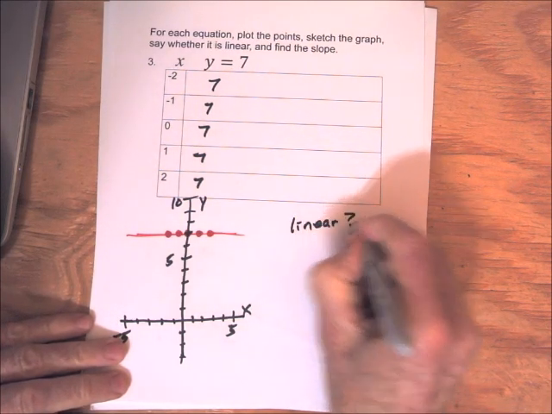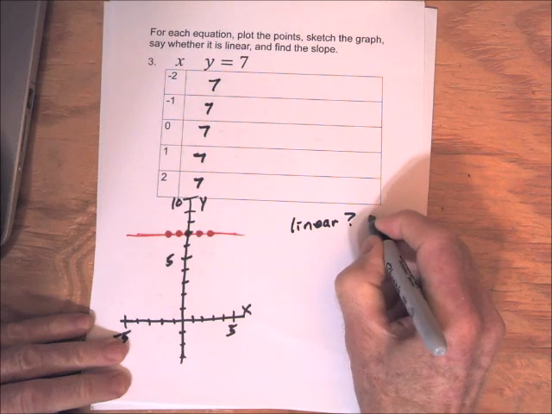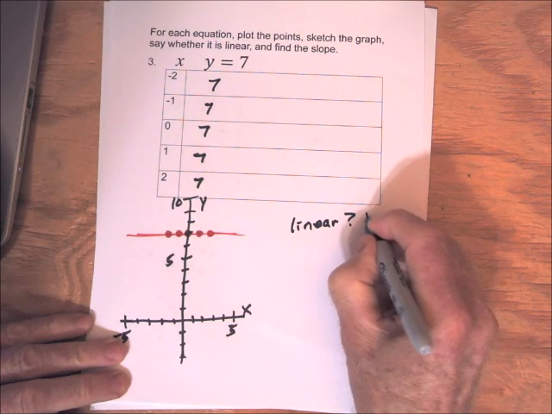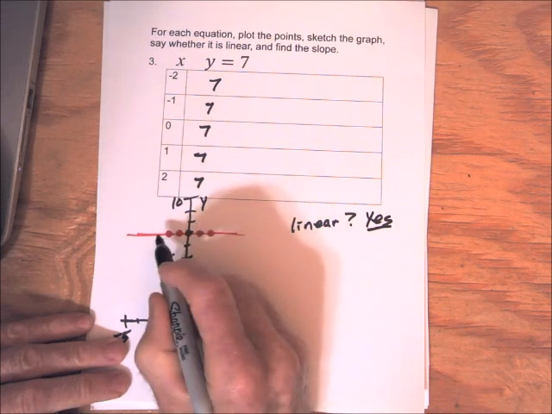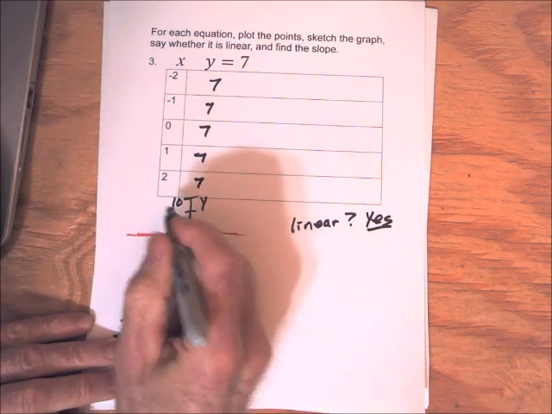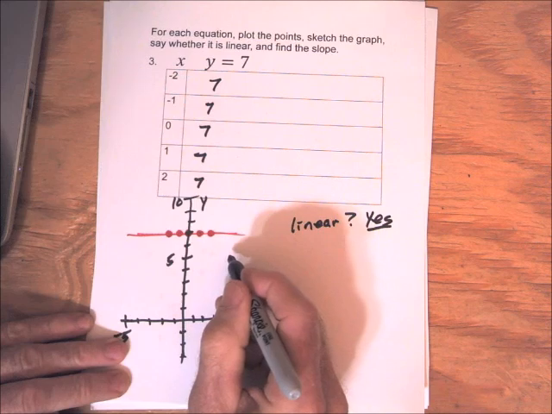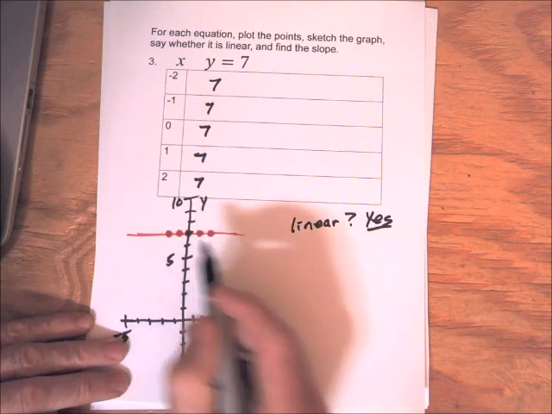Slope is 0. If the line goes up as you go from left to right, you have a positive slope. If it goes down as you go left to right, it has negative slope, but this has slope 0.